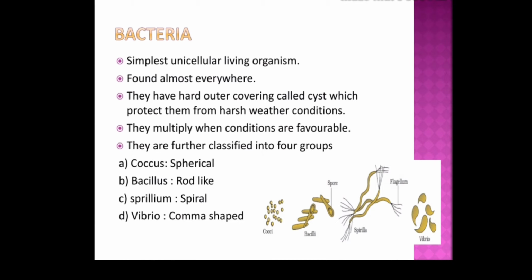So first is bacteria. Bacteria are the simplest unicellular living organism. सबसे simple unicellular organism है bacteria, and they are considered the first life form that existed on the earth. So they are the oldest organism also, and they can be found everywhere.